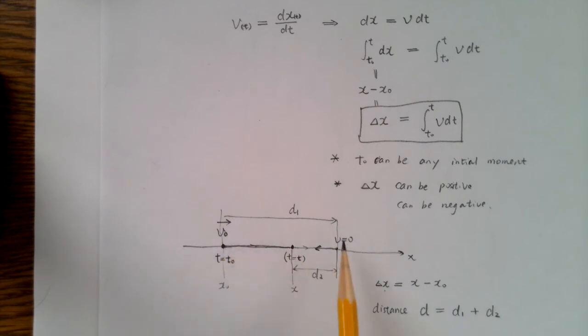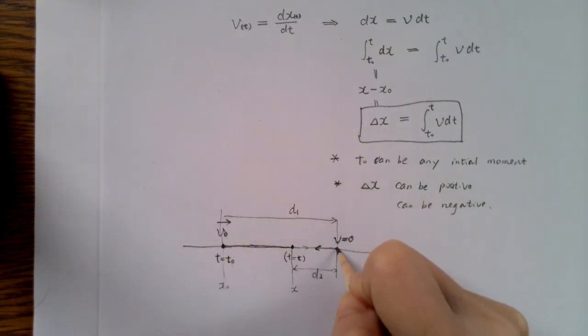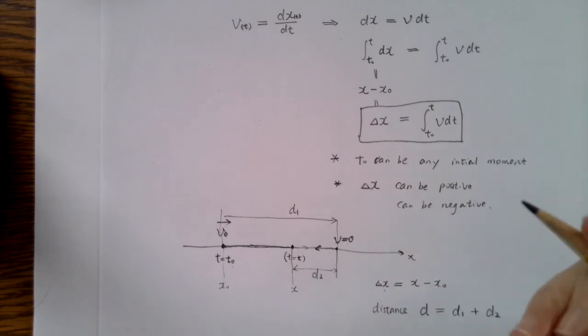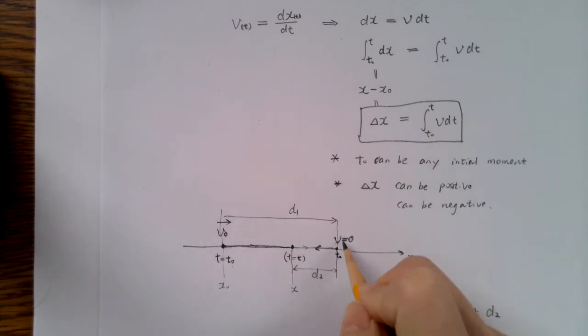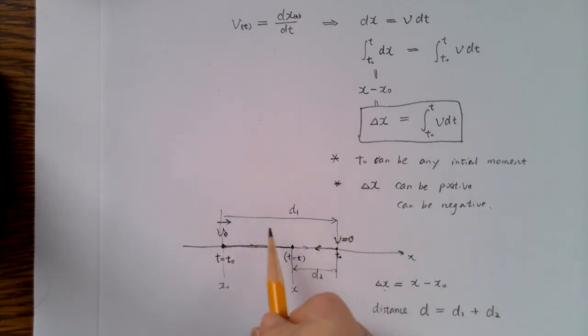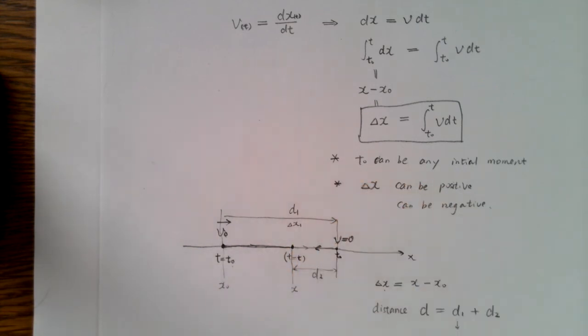What is d1? d1 is the distance it moved from when velocity is v sub 0 to v equals 0. So this will be a moment. I don't know, we have to figure out what this moment is. We might call it t1. So at t1, v equals 0. And then we can figure out how much it moved. What is the distance? The distance and displacement from here to here will be identical. So d1 equals delta x1.